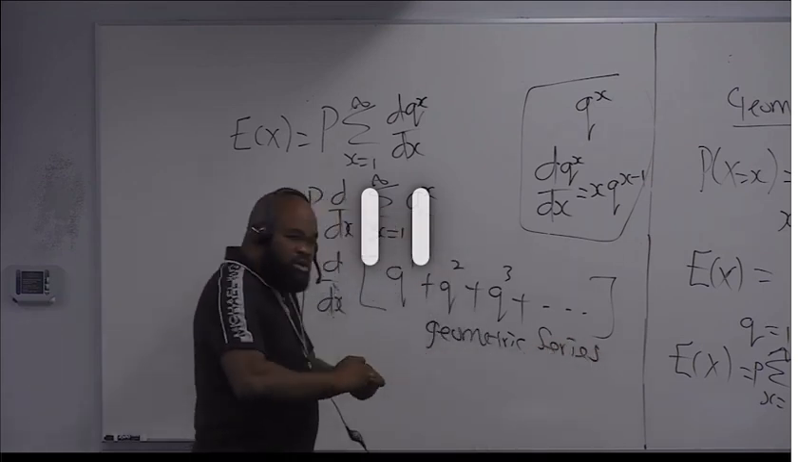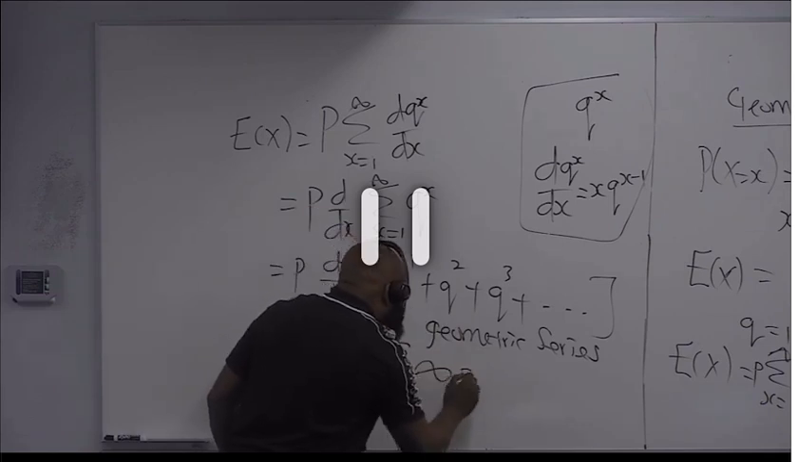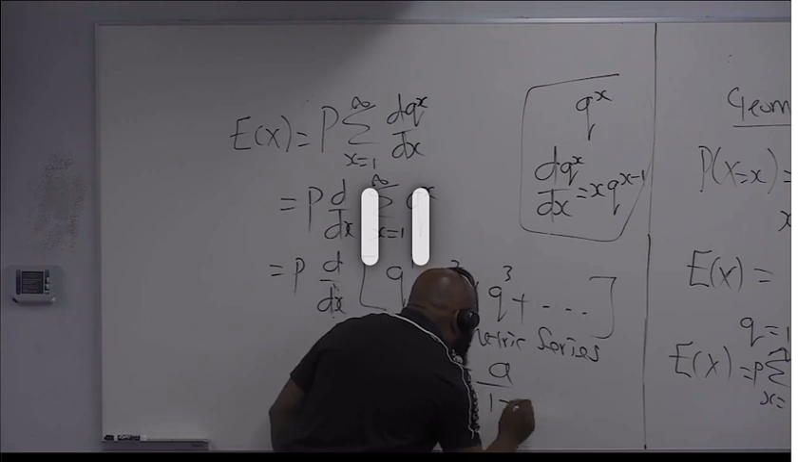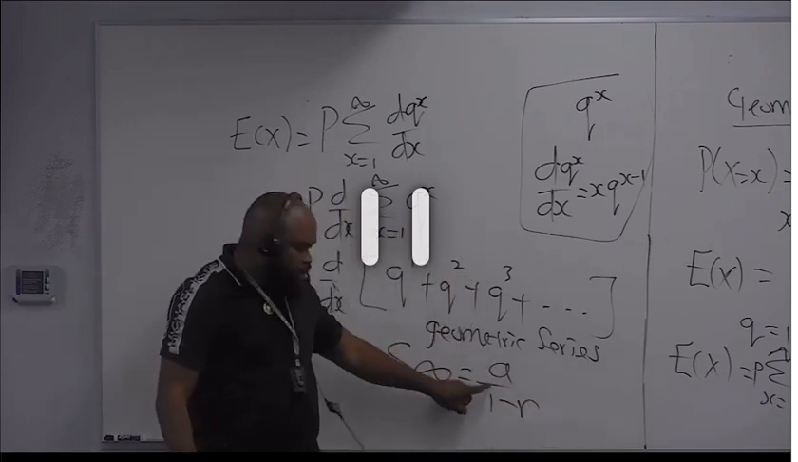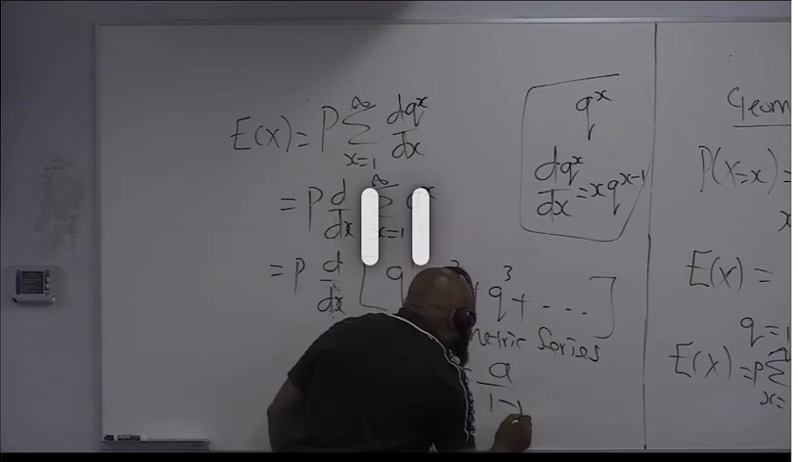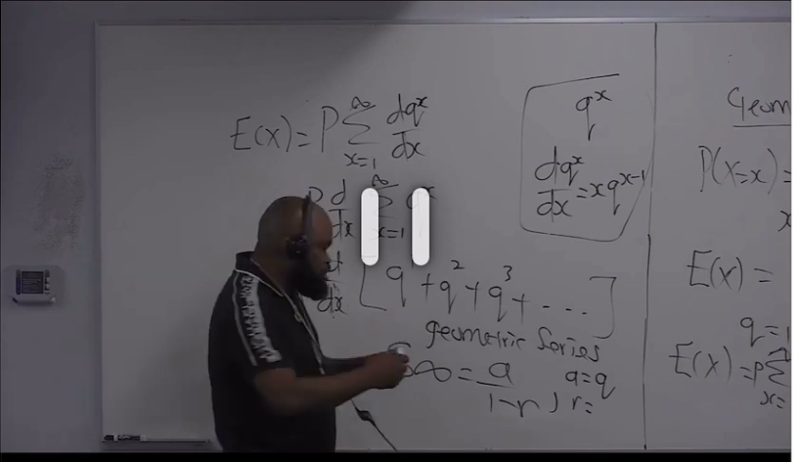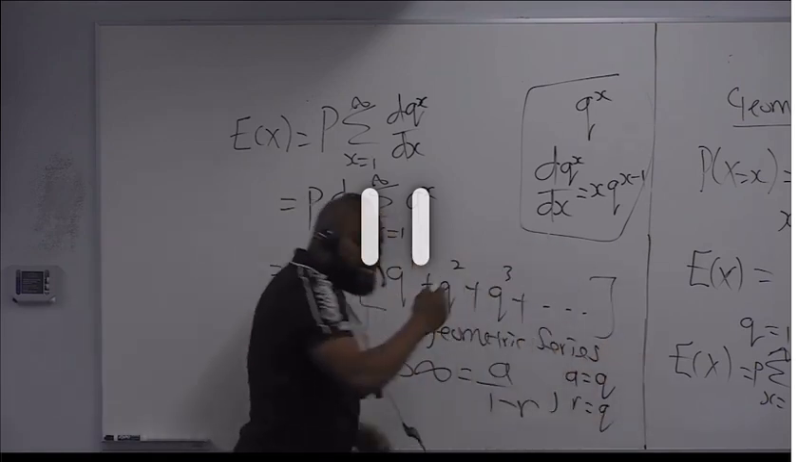Now, for a geometric series, what is the formula for the sum to infinity? Sum to infinity is A over 1 minus r: the first term divided by 1 minus the common ratio. What is the first term here? It's Q, right? The first term is Q. What is the common ratio? Q squared divided by that is Q. Q raised to power 3 divided by that is Q. So the common ratio is also Q, right?